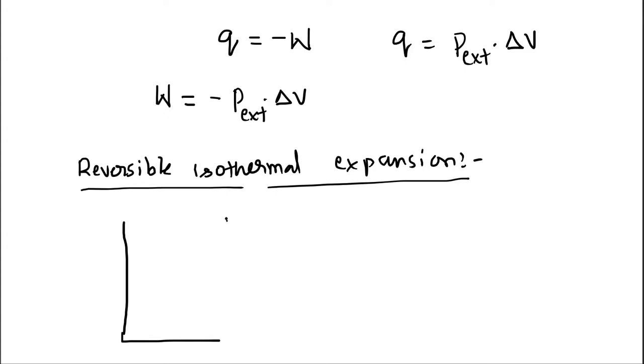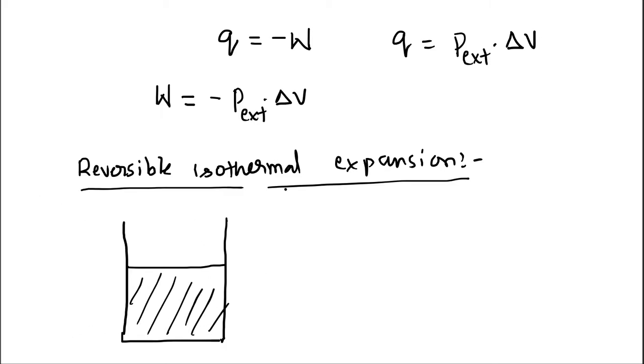a container that is filled with a gas. This is gas and its pressure is P1 and the volume is V1. Now let's say P external is something here that is equal to P1, that is internal pressure.